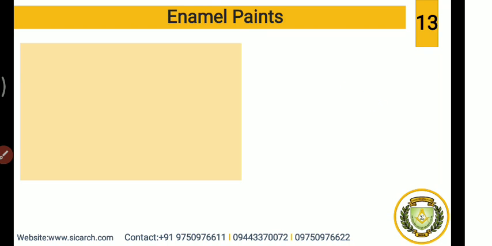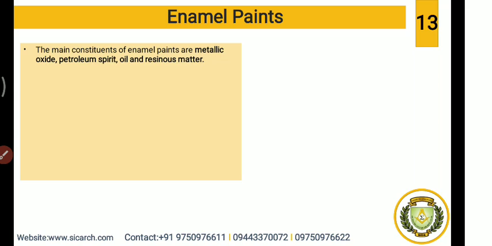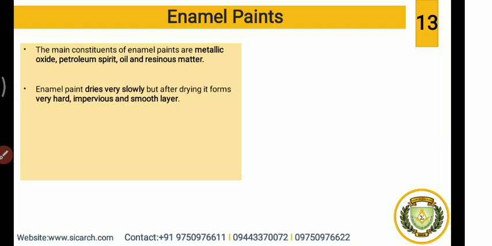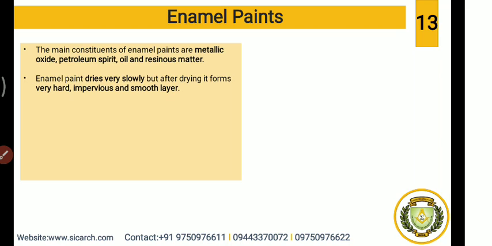Enamel paint. The main constituents of enamel paints are metallic oxide, petroleum spirit, oil and resinous matter. Enamel paint dries very slowly, but after drying it forms a very hard, impervious and smooth layer. This layer cannot be affected by acid, alkalis, gas, fumes or water.